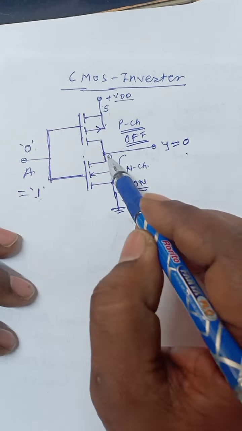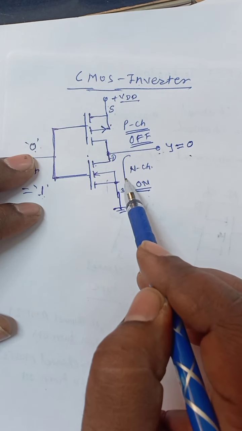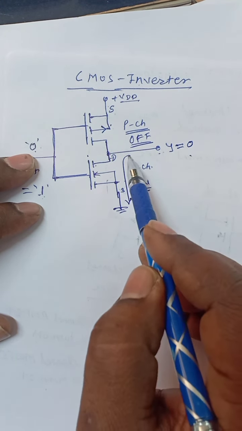So when we apply 0, the upper transistor will turn on, and because of the 0, the lower one will turn off. It offers high resistance and high voltage is developed, so you will get Y equal to 1. So for the inverter, when 0 is applied, you get Y equal to 1. If it is 1, you get Y equal to 0. So this is the CMOS inverter.